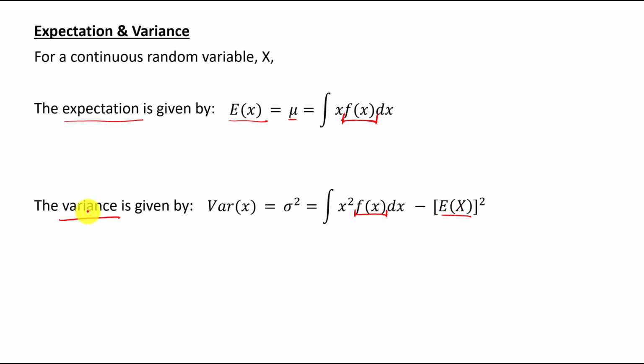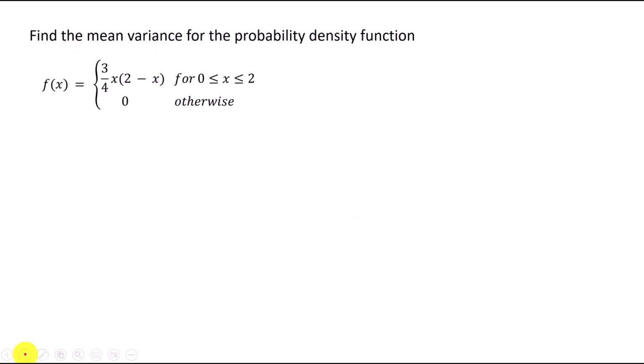So if you are asked for variance, you actually have to find expectation first. Okay, so let's look at an example. Find the mean and variance for the probability density function below. For the mean, we're going to say the integral, and I'm going to have x times this.